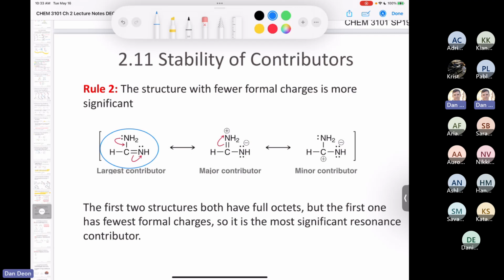If you look at the two other ones, I'm going to call this one A, and I'm going to call this one B. Could anybody tell me why B contributes less than A? Why does B contribute less to the hybrid than A?